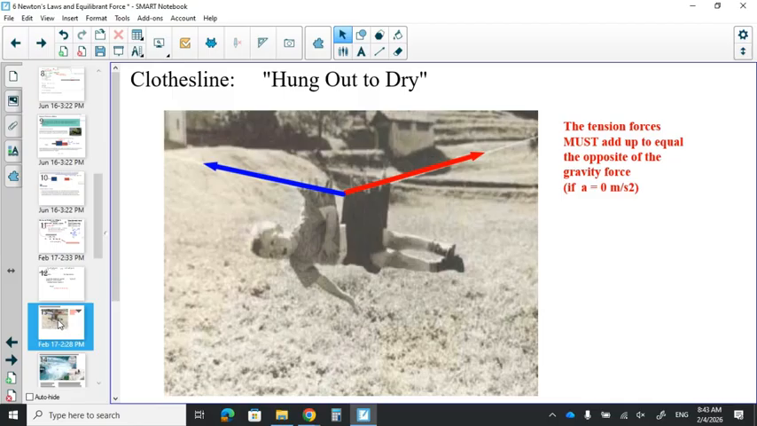Continuing on with the equilibrant force. Picture this scenario here where you're hanging things out to dry. I think the kid got wet. Mom and dad were angry. I don't know, whatever. It's a weird picture.